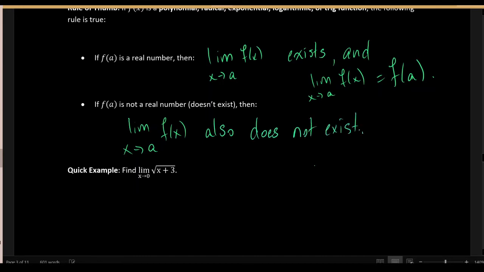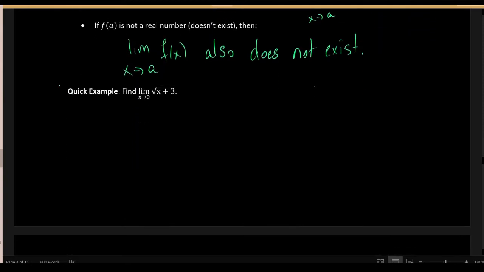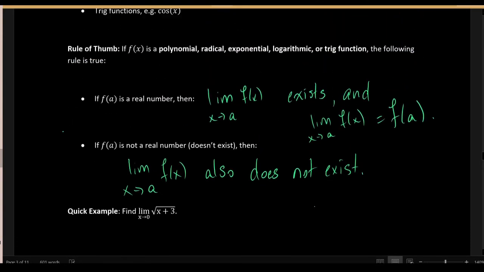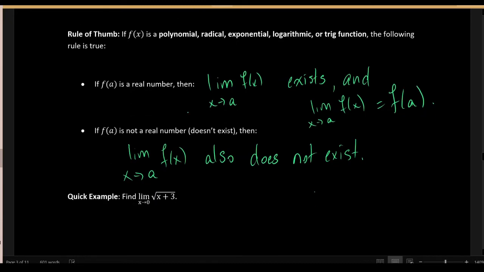There's a chance it could be infinity or minus infinity, but it still isn't going to be a real number. It's not going to exist. So please bear in mind that this is a very special property of this list of functions. This is not a property that you can use with just any old function. It has to be one of the functions in this list, a polynomial, a radical, exponential, logarithmic, or trig function.